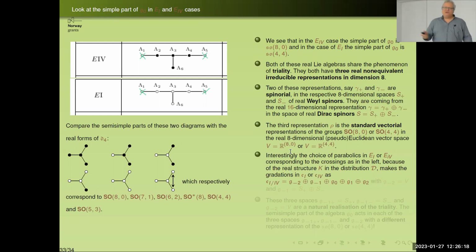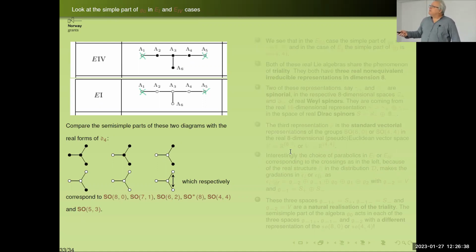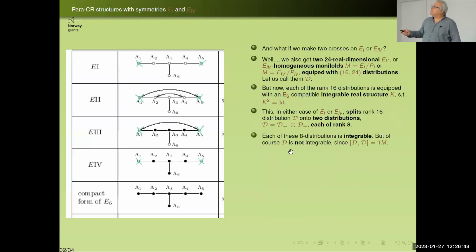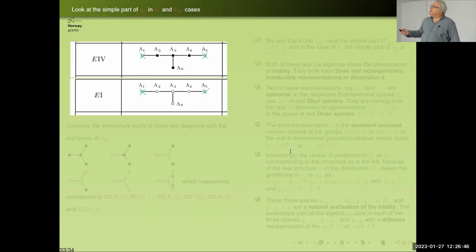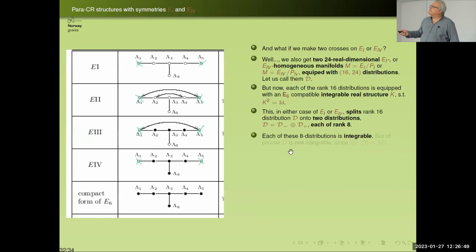So this particular parabolic geometry is a realization of Cartan's triality. The action of G0 on these three spaces is in three non-equivalent representations of SO8. So somehow, what I have said here, these two para-CR structures are a geometric realization of Cartan's triality, and that's what I wanted to say.